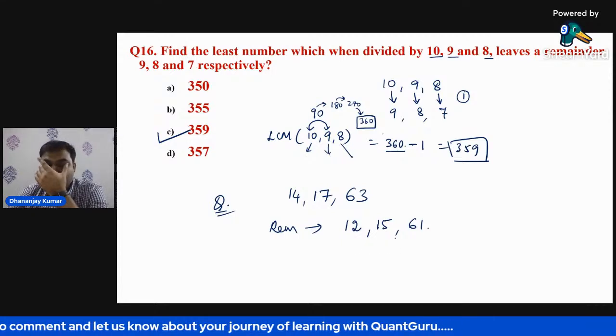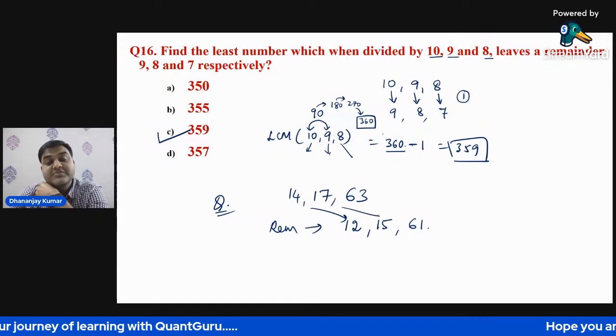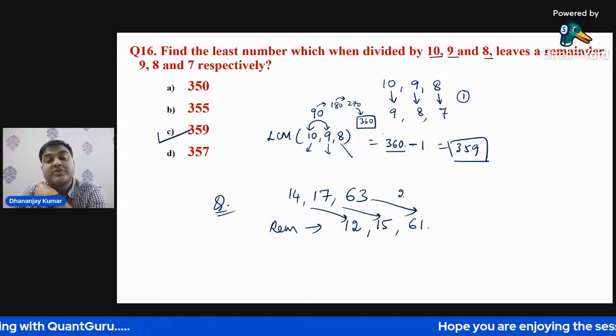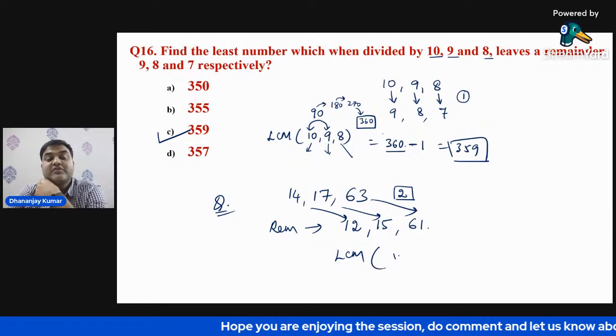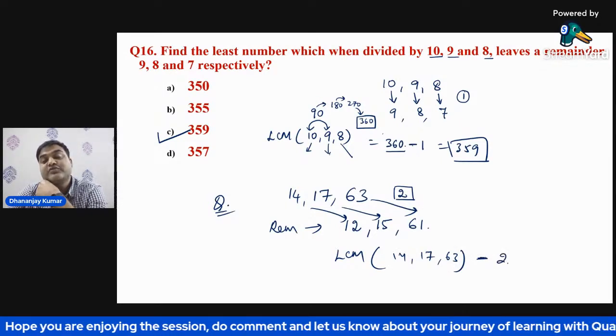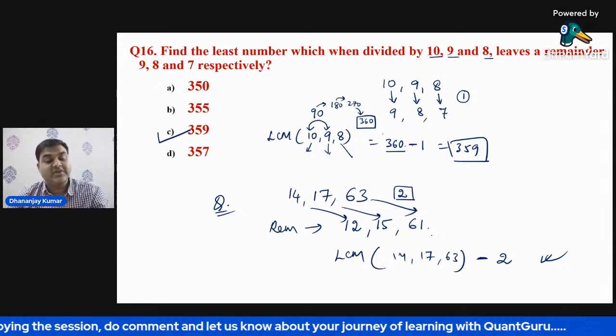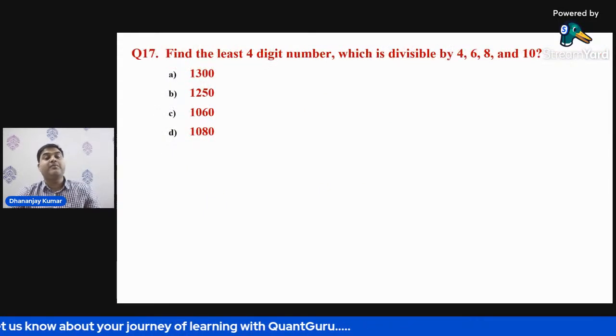So what you will get, again, if you see in the question, the difference between all those three numbers is going to be 2. So find the LCM of 14, 17, 63, and minus 2 from that. That is what the answer is, right? Hope you understood. Let's see the next question.